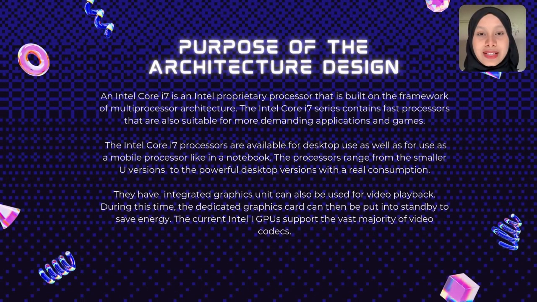An Intel Core i7 is an Intel proprietary processor that is built on the framework of multiprocessor architecture. The Intel Core i7 series contains fast processors that are suitable for more demanding applications and games. The Intel Core i7 processors are available for desktop use as well as for use as a mobile processor, like in a notebook. The processors range from the smaller U version to the powerful desktop version with a higher power consumption. They have an integrated graphics unit that can also be used for video playback. During this time, the dedicated graphics card can then be put into standby to save energy. The current Intel iGPU supports the vast majority of video codecs.